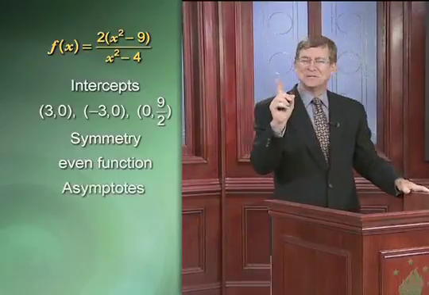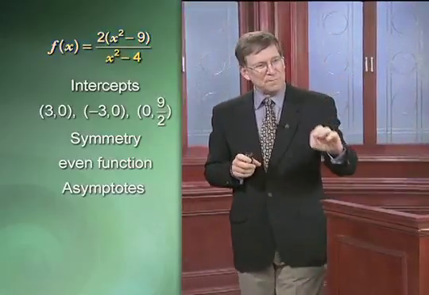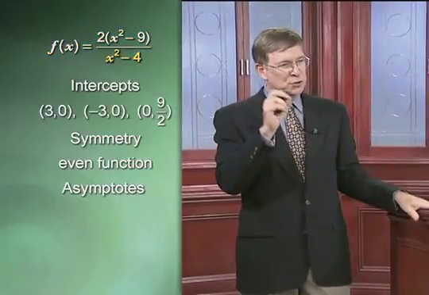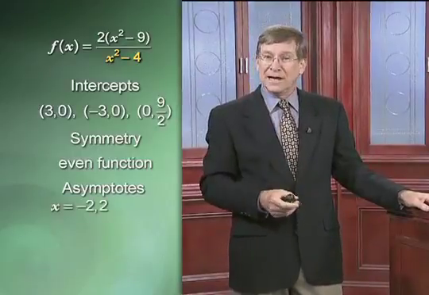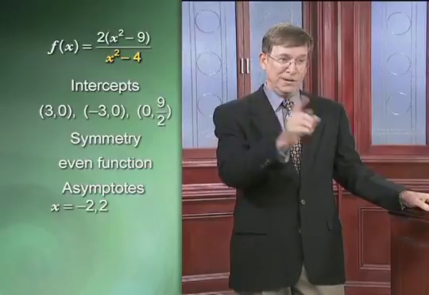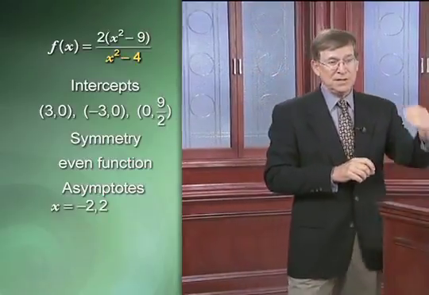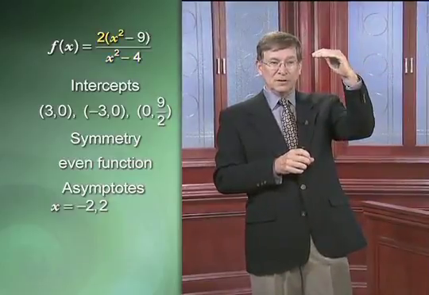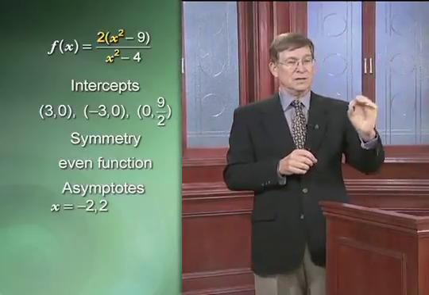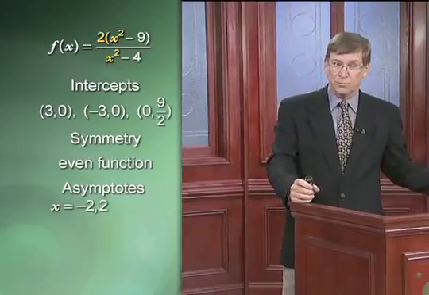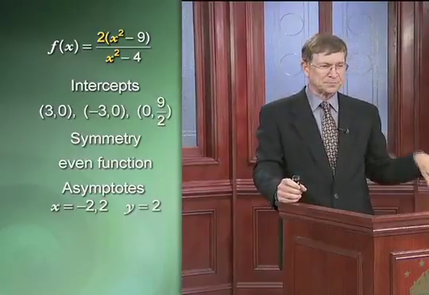How about asymptotes? Remember asymptotes? Well, it's got an x squared minus 4 in the denominator, so 2 and minus 2 are not roots of the numerator, so those are vertical asymptotes at x equals 2 and minus 2. And there's also a horizontal asymptote, because this is a polynomial of degree 2 divided by a polynomial of degree 2, so the quotient of leading coefficients is 2. So y equals 2 is a horizontal asymptote.